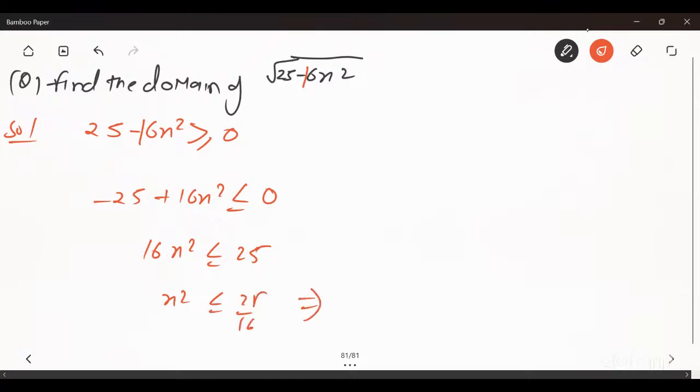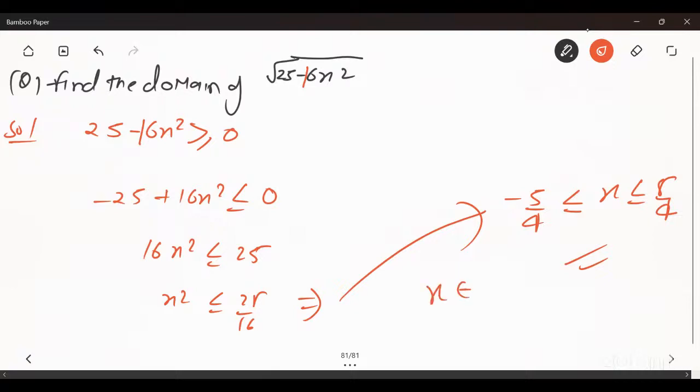So x is less than equal to 5 by 4 and greater than equal to minus 5 by 4. If you take under root, you will get two values, 5 by 4 and minus 5 by 4. So minus 5 by 4 to 5 by 4, that is the domain of f(x). You can simply say that x belongs to minus 5 by 4 to 5 by 4. Now come to next question.